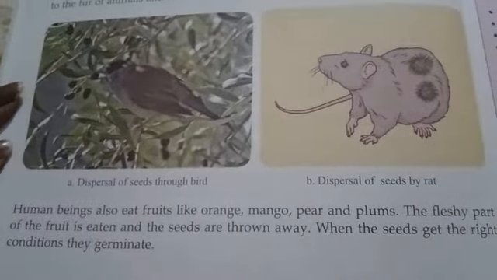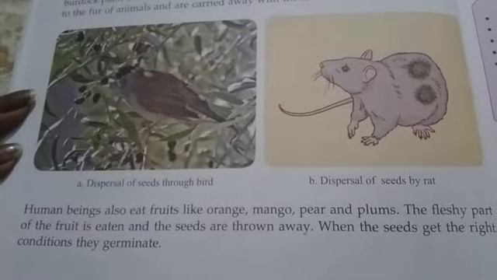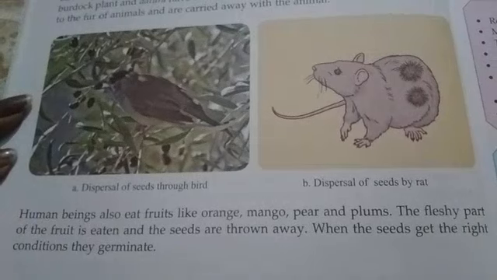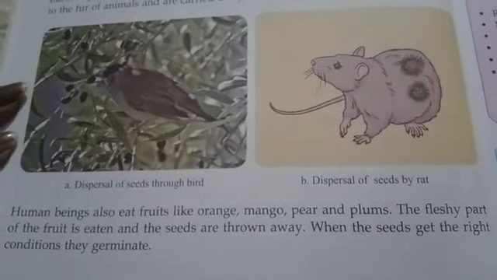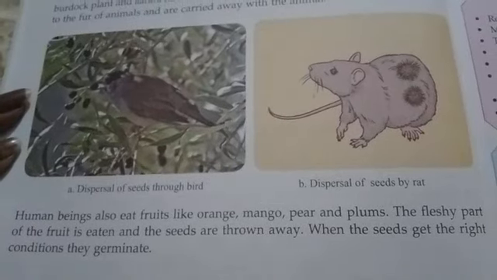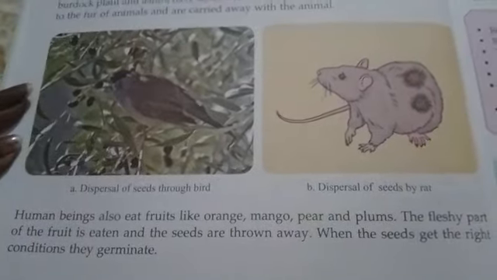Human beings also eat fruits like orange, mango, pear and plums. We like to eat these fruits. The fleshy part of the fruit is eaten and the seeds are thrown away. When the seeds get the right conditions, they germinate.